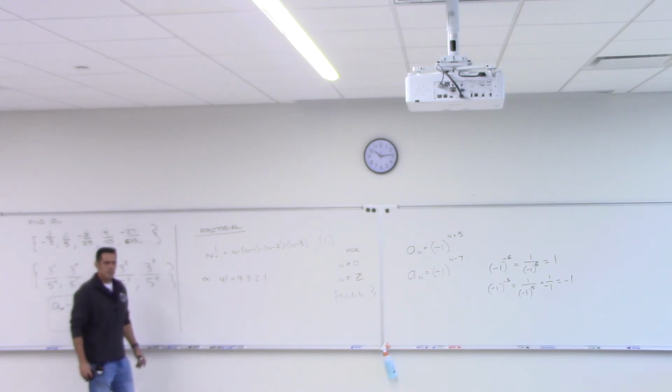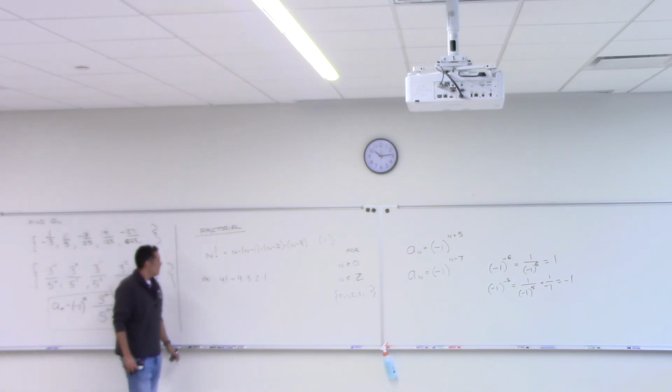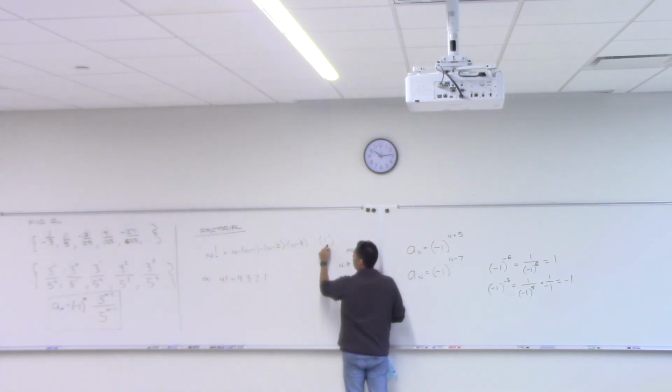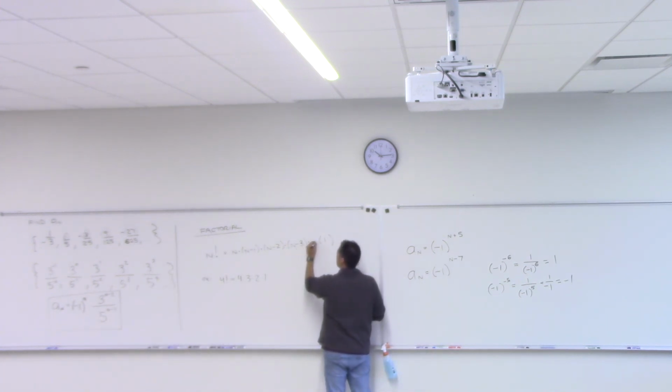Yeah? You've seen that before? Yes? This right here? Oh, that's the number 1. So you're doing this multiplication times, and you stop when you get to 1.